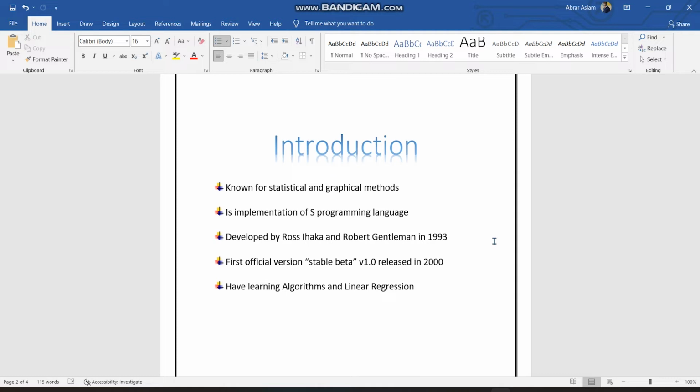Then R was developed by Ross Ihaka and Robert Gentleman in 1993 as a result of the project they were working on in 1991, and they officially released it in 1995. But the first version, called the stable beta version 1.0, was released on 29th February 2000. It contains machine learning algorithms, linear regression, and many more.